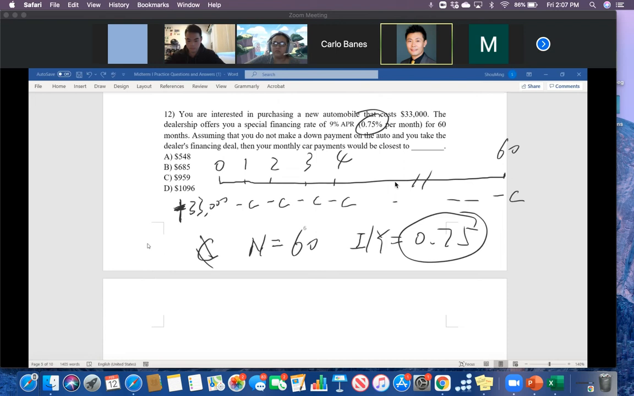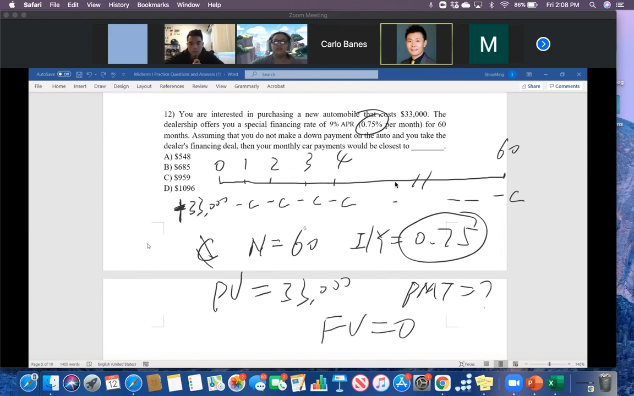Present value. What is the present value in this case? 33,000. Right. And the periodic payment is exactly what we want to calculate. The future value equals 0 because we already paid, so this debt is already cleared, or your borrowing is already cleared. By doing that, you can easily find that the correct answer is B.